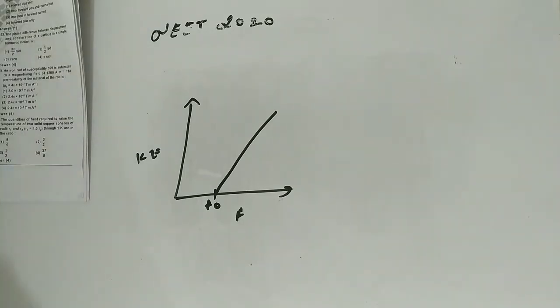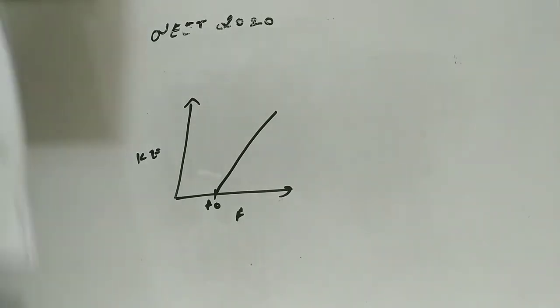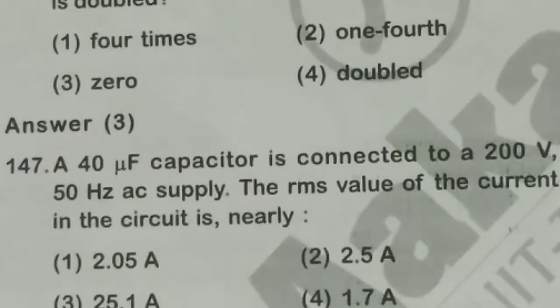Right? Then, next question. Next we come across the 147th question. A 40 microfarad capacitor is connected to a 200 volt 50 Hertz AC supply. The RMS value of the current in the circuit is nearly. Now this is our question, and I go for the solution.